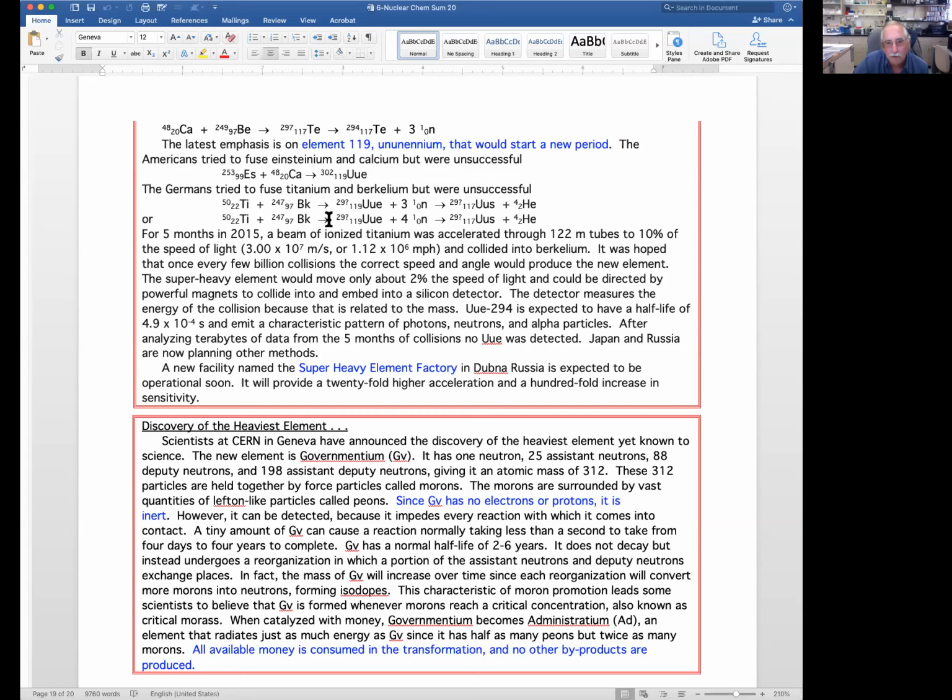So here's 119. They expected to give off 4 neutrons, and that's what they expected to get. They didn't think it was going to last for very long. So far, they have not been able to do it. Different countries are trying different things. But what if they were to make this and it actually became stable? Pretty interesting.